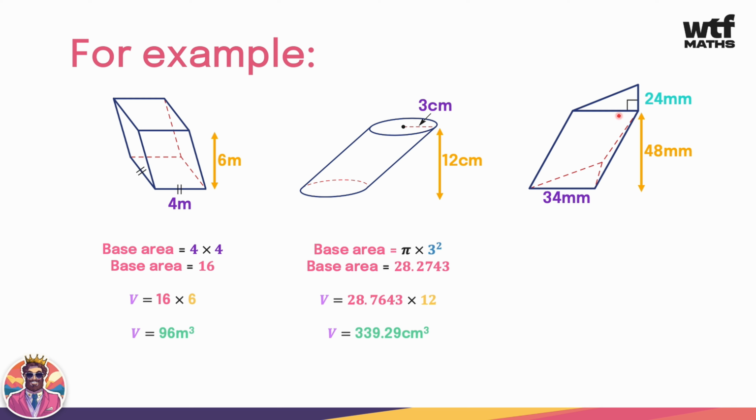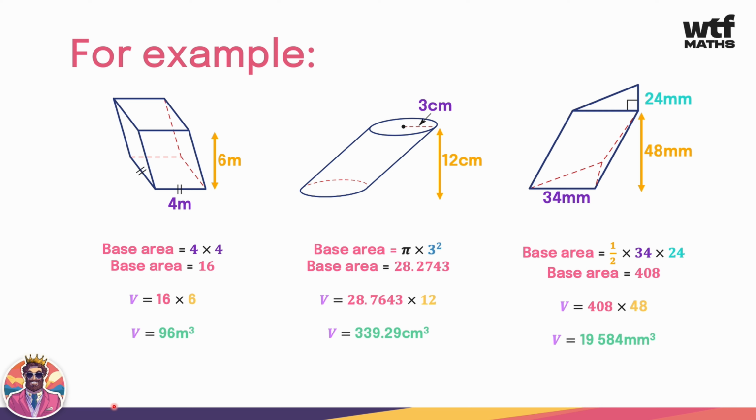Now for the shape on the right, this is a triangular prism. This length here will match the bottom 34 millimeters, and we know the height's 24 millimeters. So the triangle is going to be half times 34 times 24, which is 408. And the perpendicular height, the straight up height, is 48 millimeters. So if we times by that, we'll get 19,584 millimeters cubed.